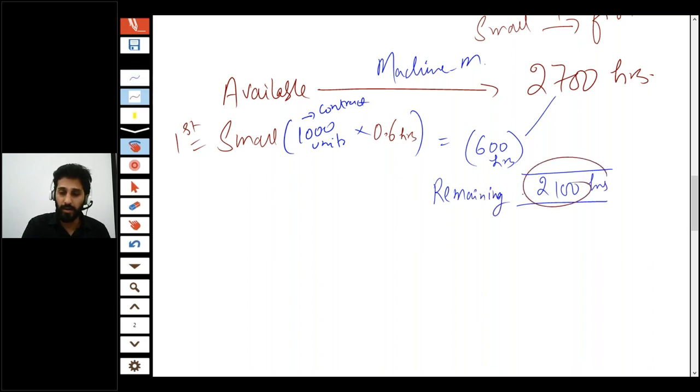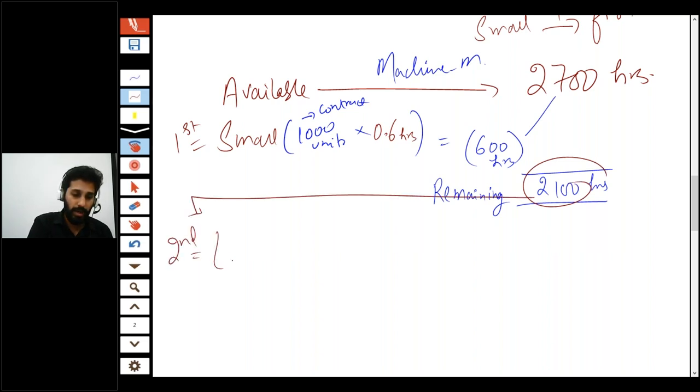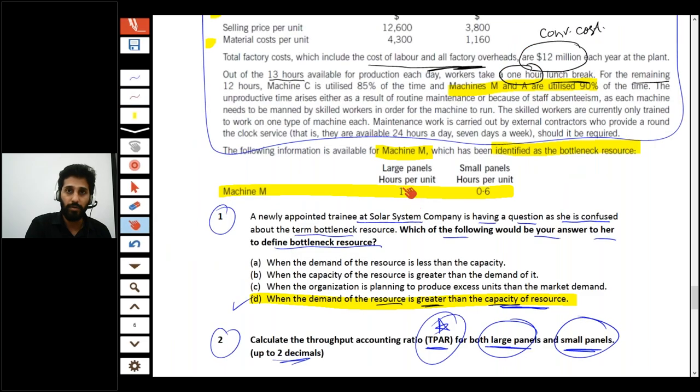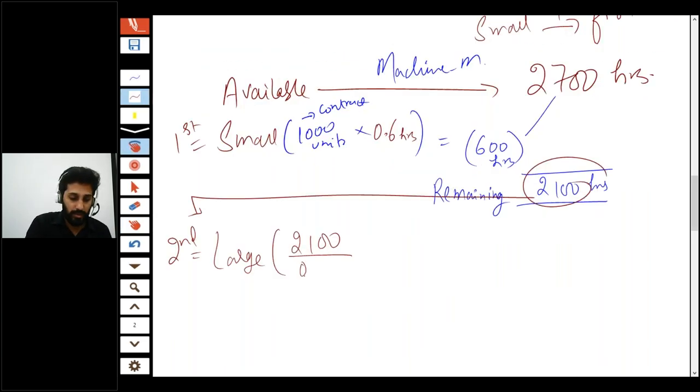Whatever the remaining hours, now that will be used to make large products, right? And that is 2100 divided by 1.4, because it's a large panel and to make one unit it takes 1.4. So the maximum production which can be made is 1500.